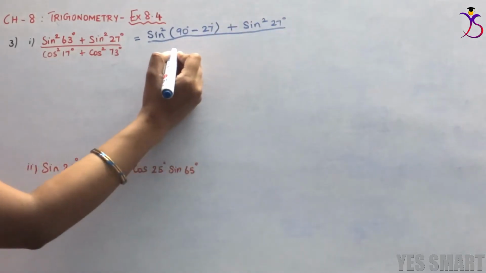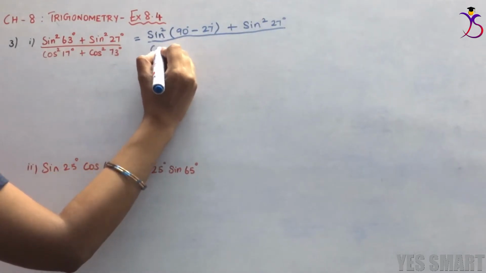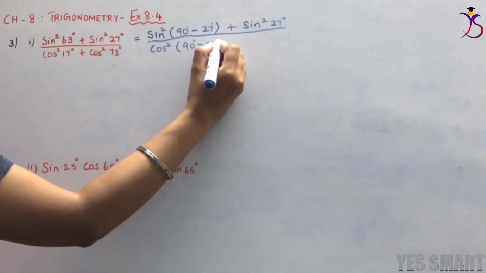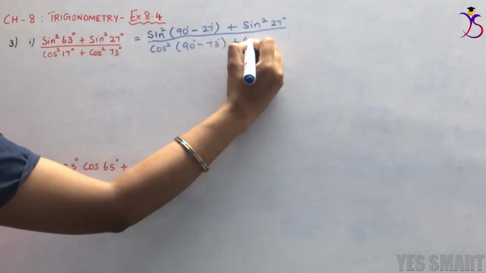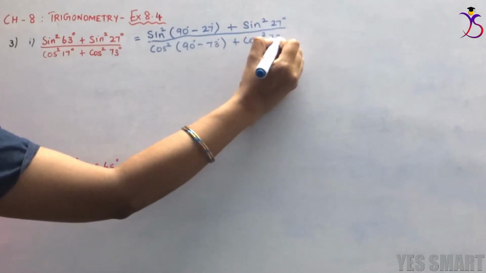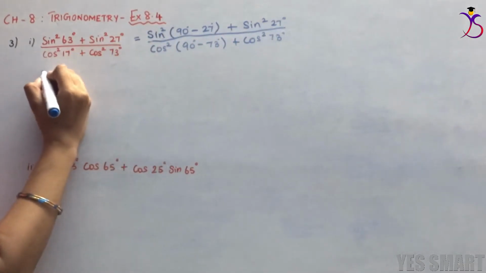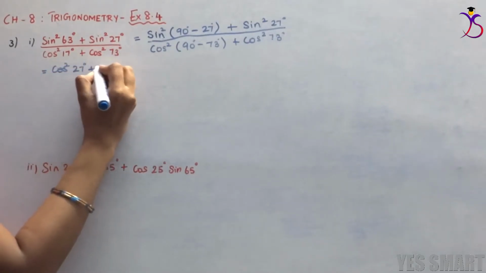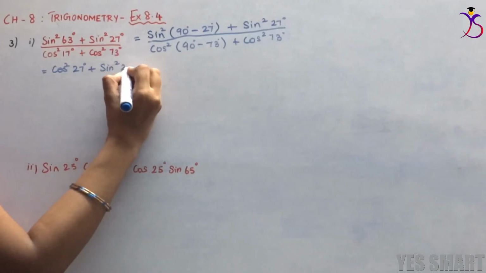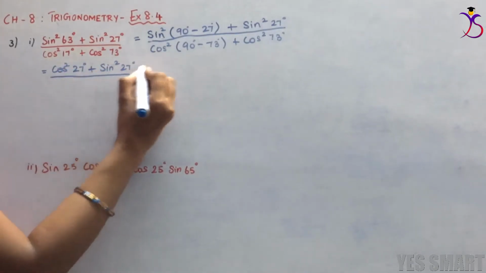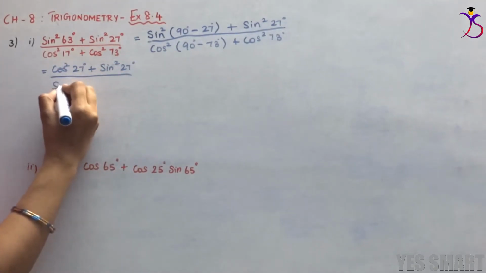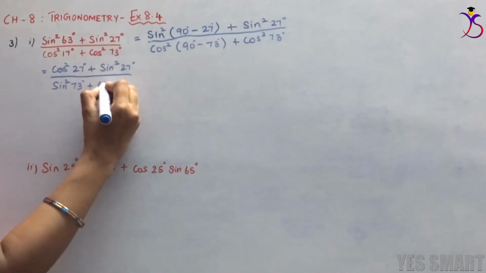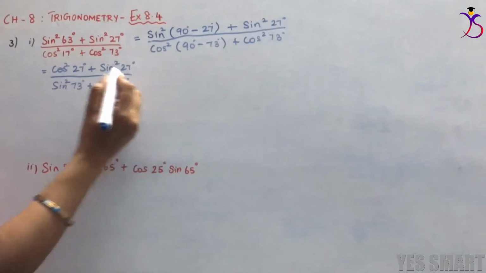The same way I am going to write cos square theta in cos square 90 minus theta format. Hence it becomes cos square 90 minus 73. 90 minus 73 is 17. And the second term I am just keeping it as it is. We already knew that sin square 90 minus theta is cos square theta. Therefore sin square 90 minus 27 becomes cos square 27 plus, I am just retaining the second term as it is, divided by cos square 90 minus theta, which is sin square theta. So sin square 73 plus, I am just keeping the second term as it is.